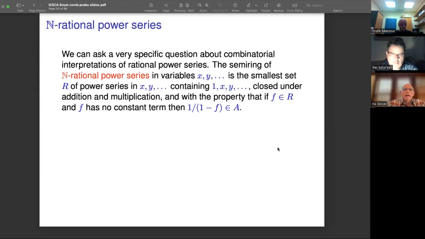I don't know. So one thing that we can ask a very specific question about is combinatorial interpretations of these rational power series. So we'll define the semiring of N-rational power series in a set of variables to be the smallest set of power series that contains one and all of the variables. It's closed under multiplication and addition, and it also has the property that if f is N-rational and f has no constant term, then 1 over 1 minus f is in R.